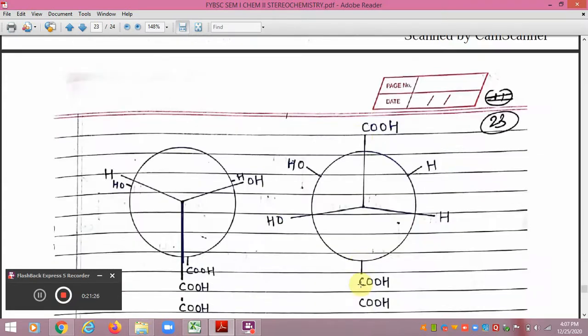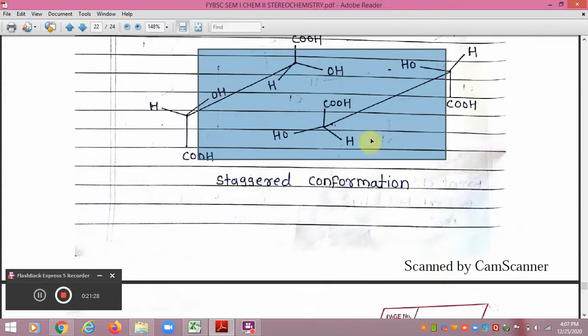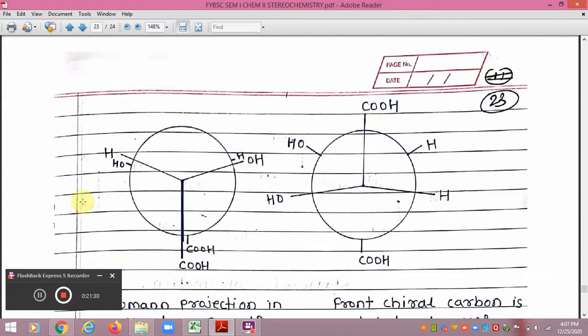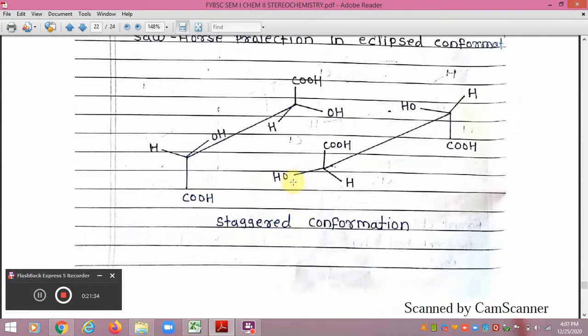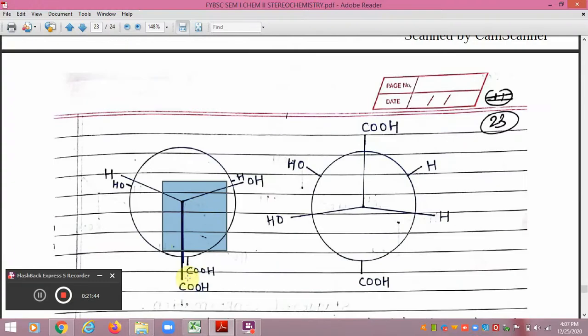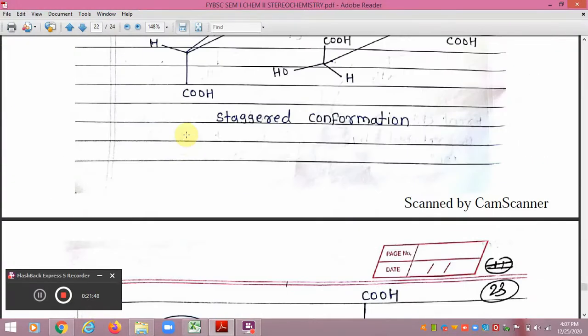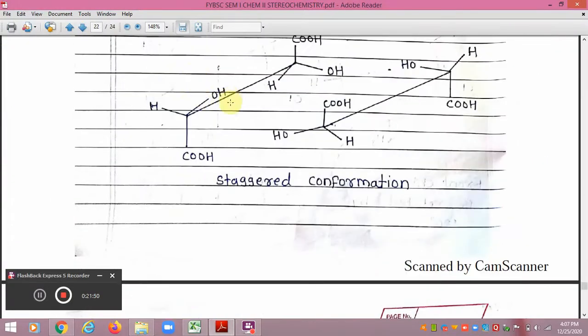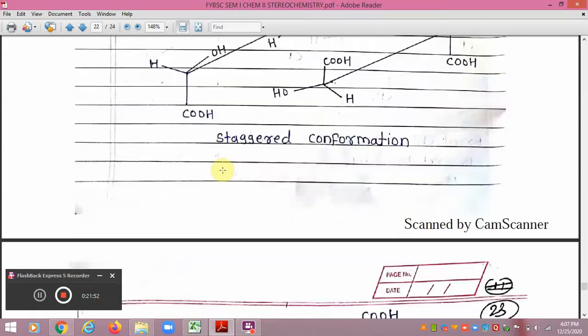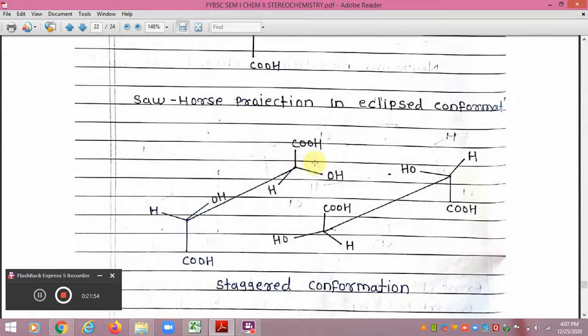of tartaric acid. And this molecule can be represented in the Newman projection, with the front carbon indicated by the center of the circle, while the back carbon is indicated by the circle itself. Now these are the bonds of the front carbon. The COOH bond is pointing in the downward direction, and with respect to COOH, hydrogen is on the left-hand side, OH on the right-hand side, and similarly here, while the same applies to the back carbon.